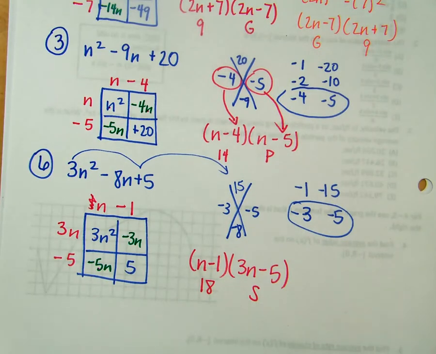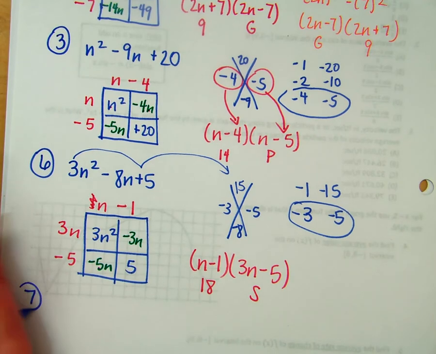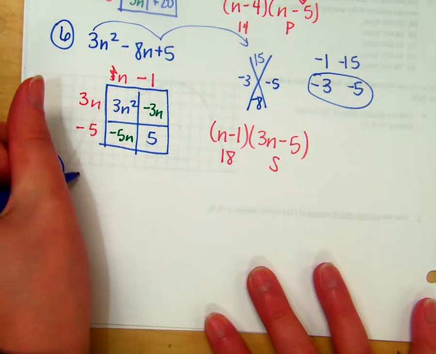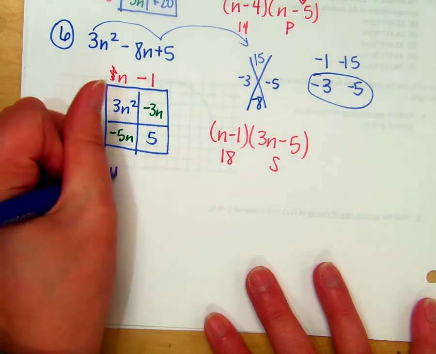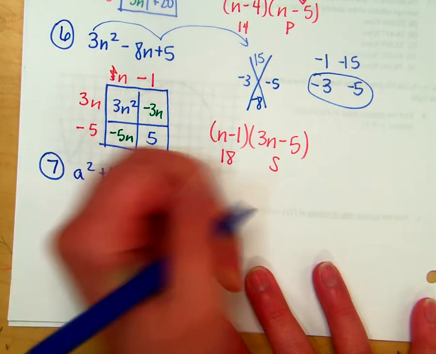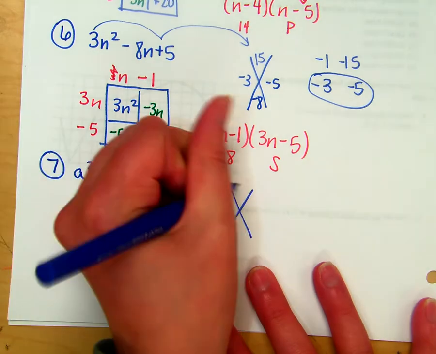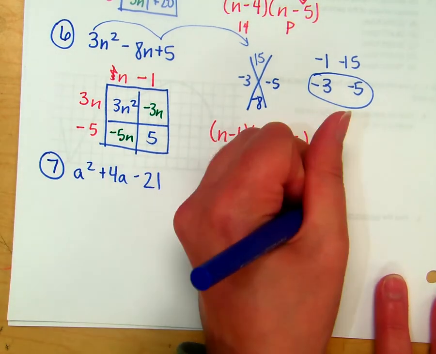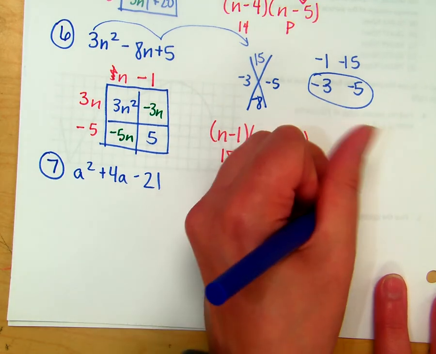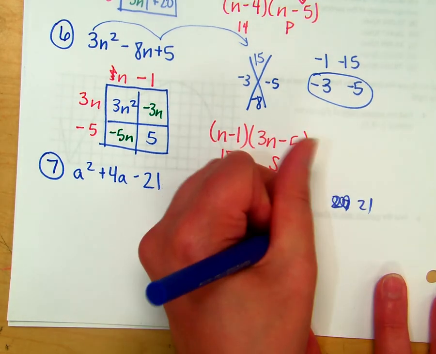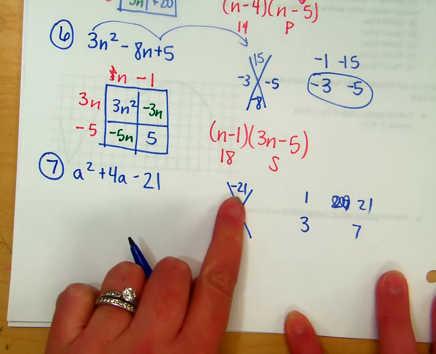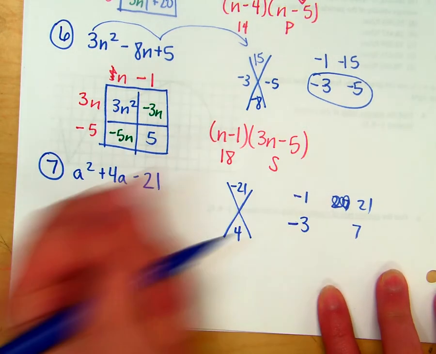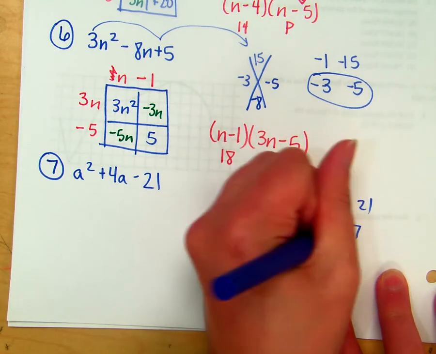All right, number 7 is a squared plus 4a minus 21. I'm going to multiply to get negative 21 and add to get 4. So 1 times 21, or 3 times 7. This time I am multiplying to get a negative and adding to get a positive. So that means we need our smaller number to be negative and our larger number to be positive.